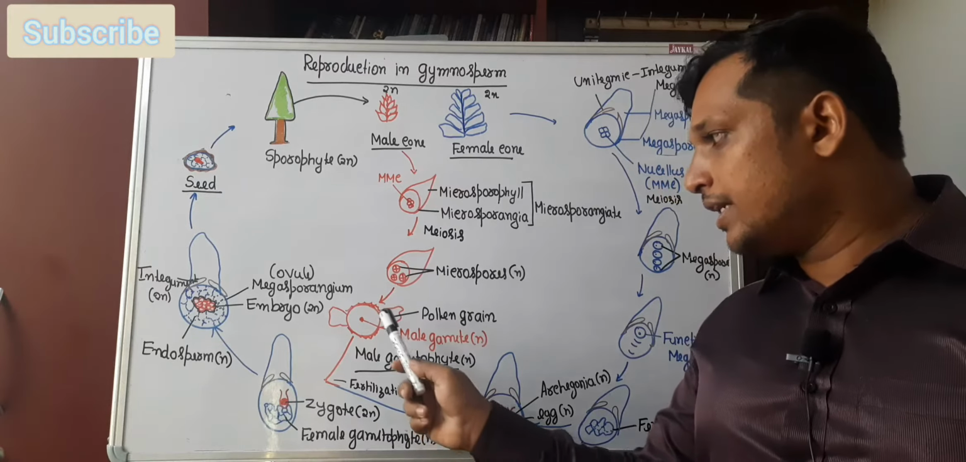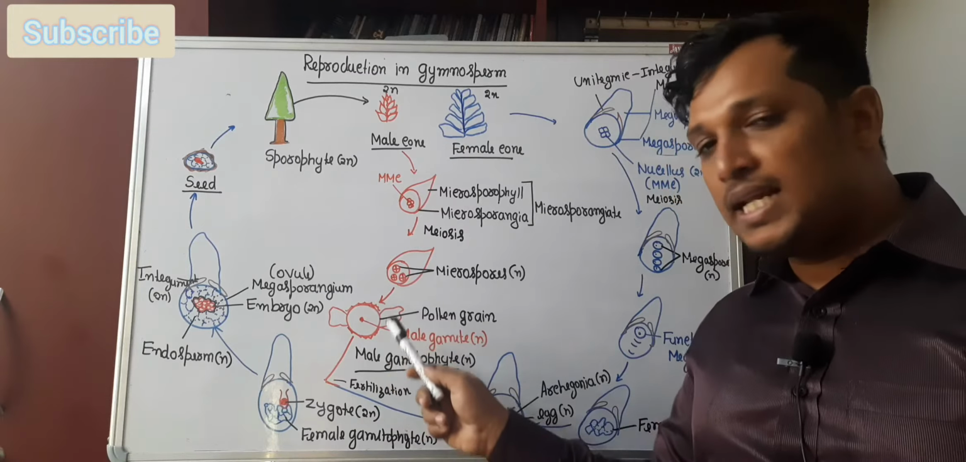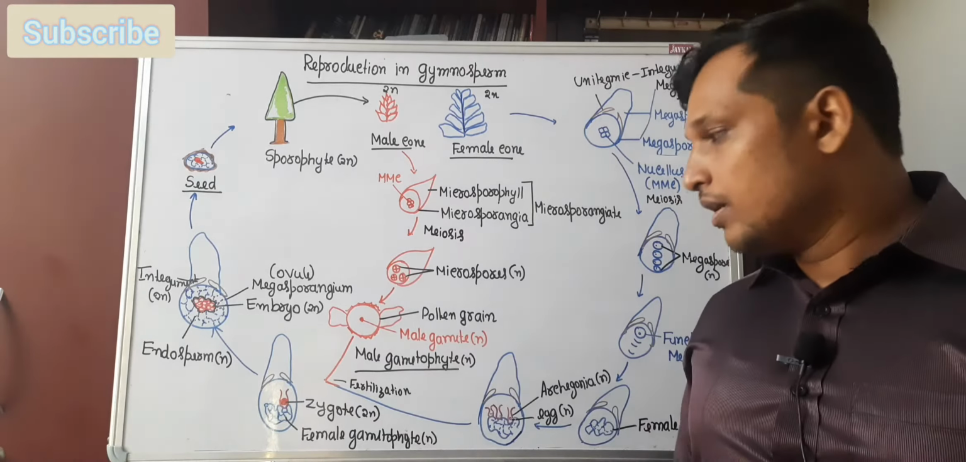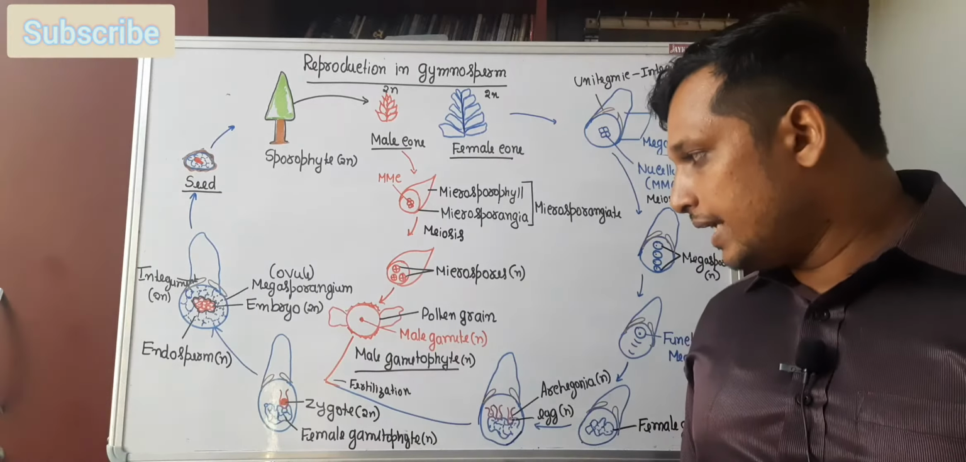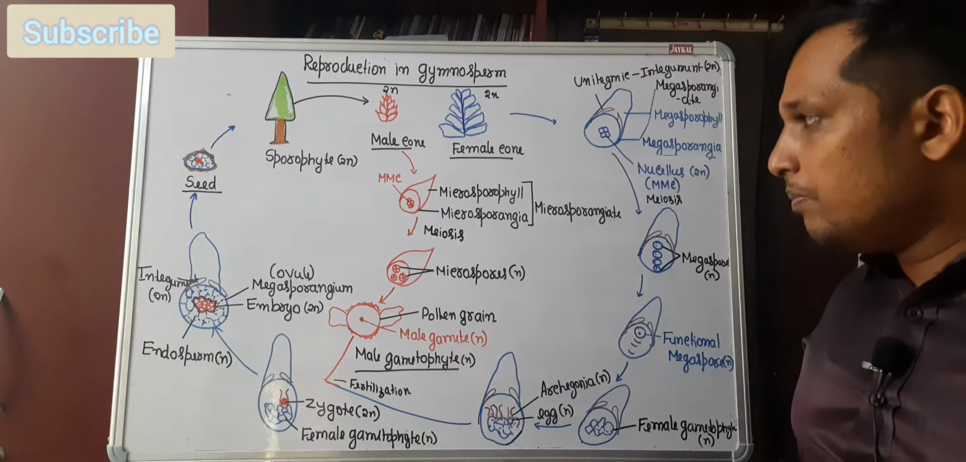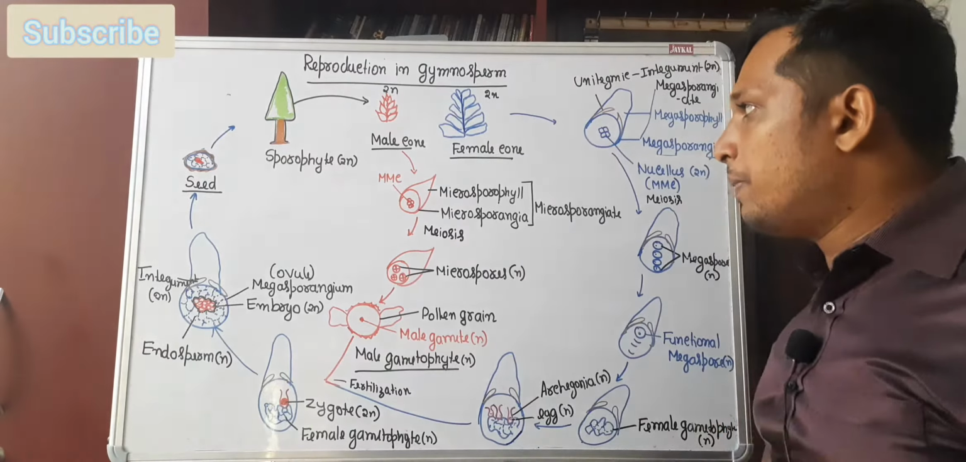The male gametophyte contains a male gamete within. If you consider species like Pinus, they have winged pollen grains. That is about the male part. Let us understand the female part.